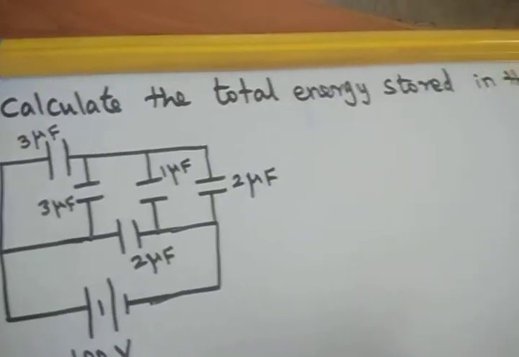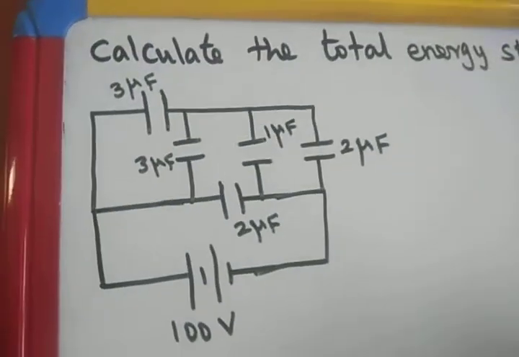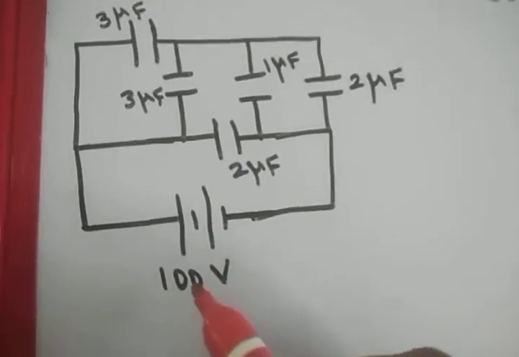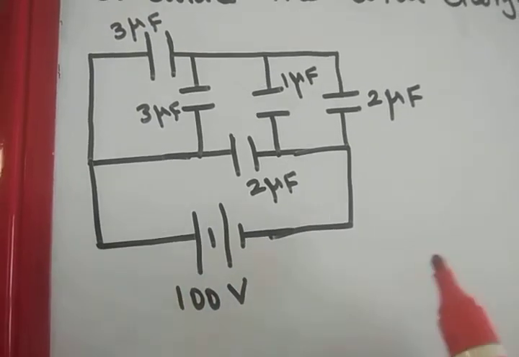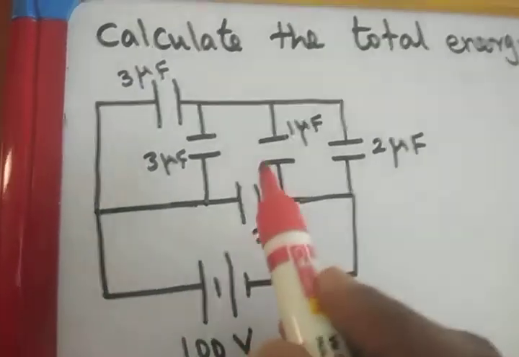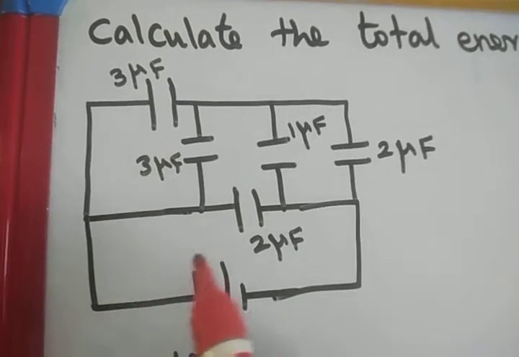Calculate the energy stored in the given network. So this is the circuit. The circuit has a battery of 100 volts. The potential difference across the circuit is 100 volts. So now we have to rearrange this circuit.